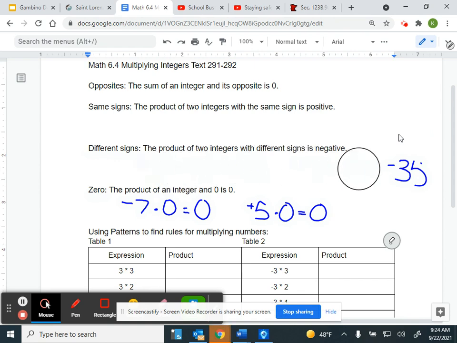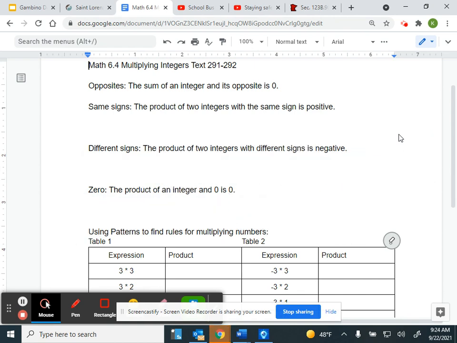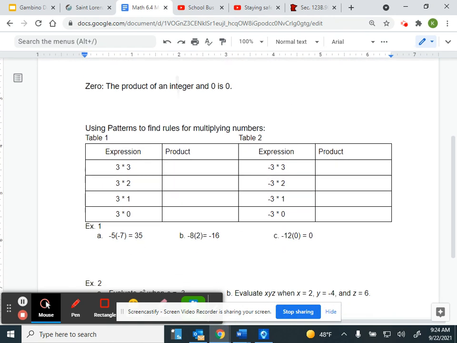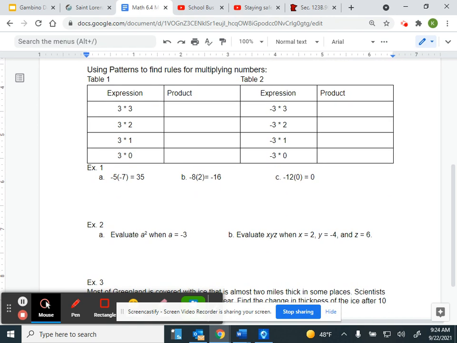Let's look at our table and fill in this table, using patterns to find rules for multiplying numbers. So let's fill in some of these numbers. So our expression is 3 times 3. It's a positive 3 times a positive 3. What would our answer be, Brielle?